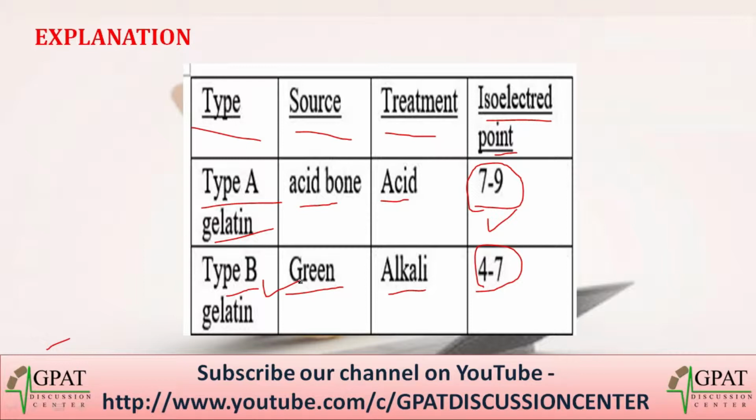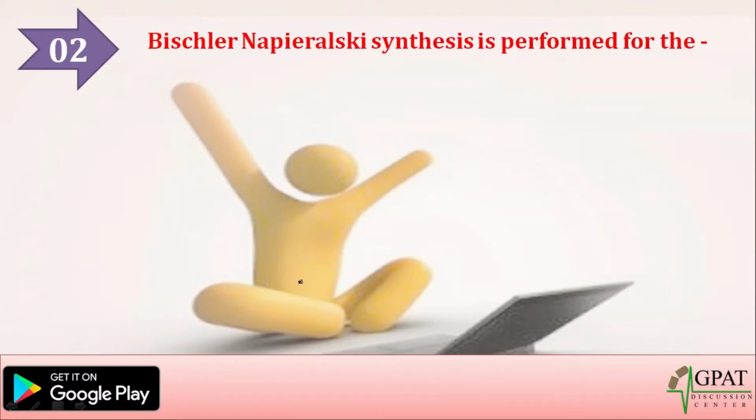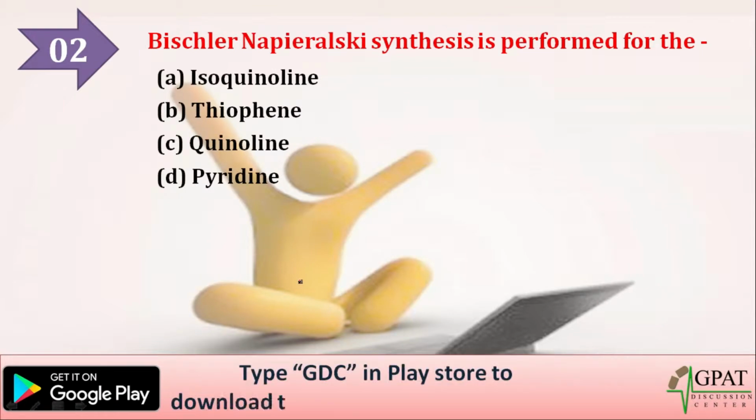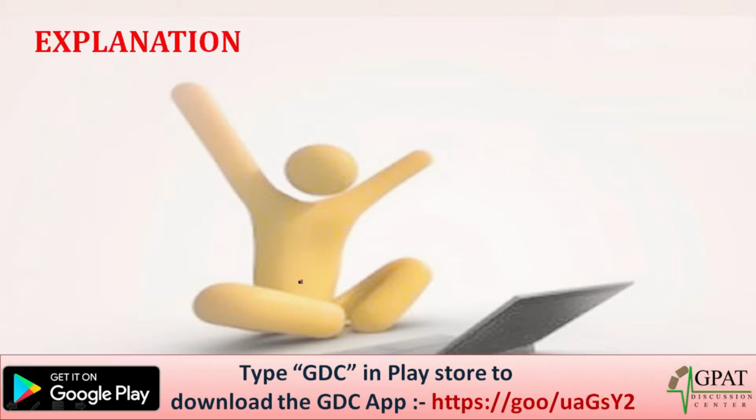So moving on to the next question: Bischler-Napieralski synthesis is performed for, and the options are: option A, isoquinoline; option B, thiophene; option C, quinoline; and option D, pyridine. So Bischler-Napieralski synthesis is performed for the synthesis of isoquinoline. So let's discuss the explanation part.